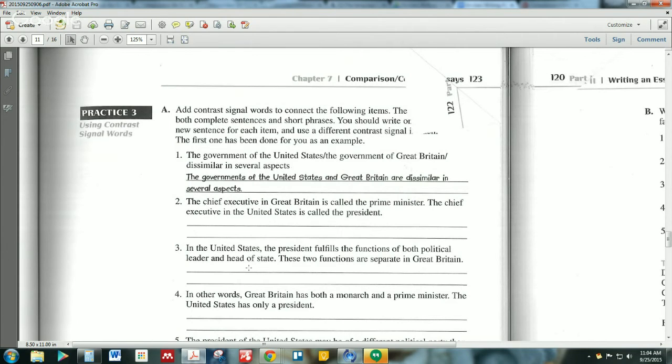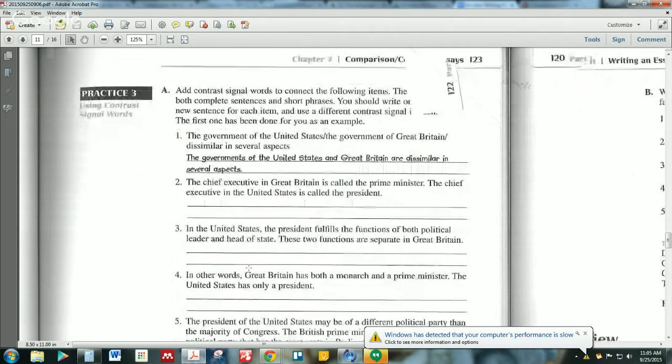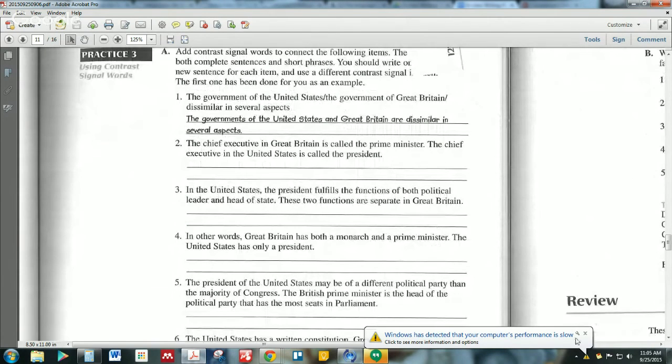Number 3, in the United States, the President fulfills the function of both political leader and head of state. These 2 functions are separate in Great Britain. Adding a contrast signal word: While in the United States, the President fulfills the functions of both political leader and head of state, these 2 functions are separate in Great Britain. So you can go through these sentences and add your signal words.